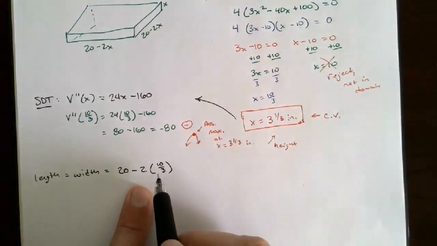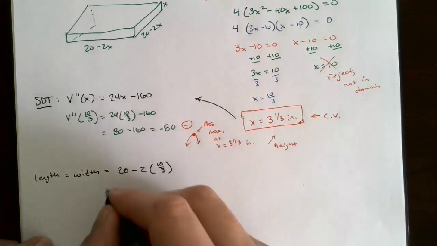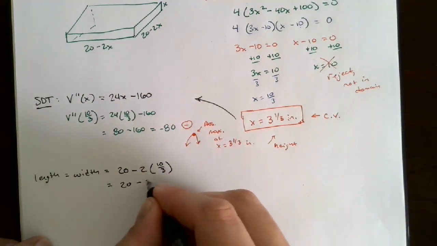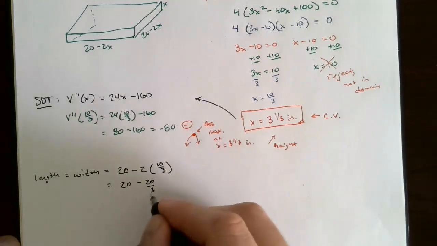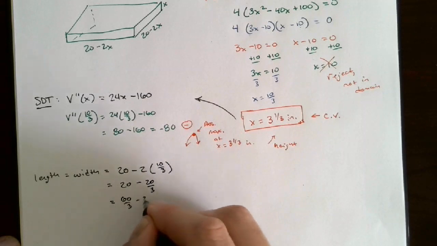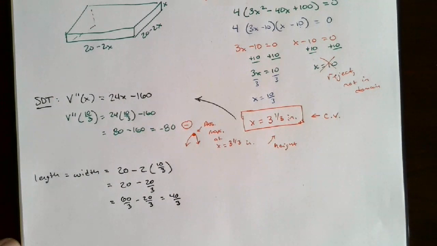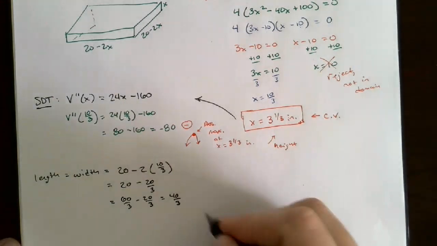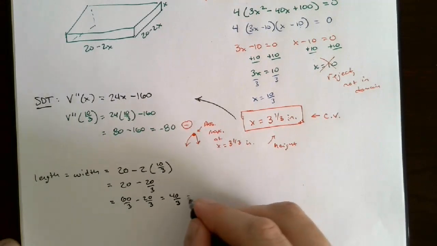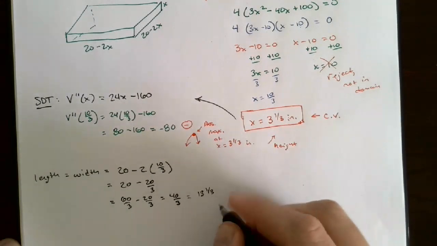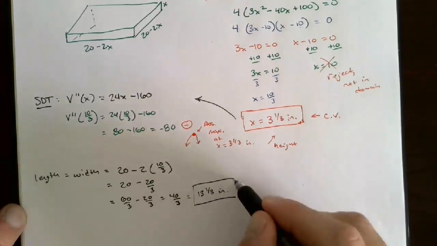What we have there, we're just going to evaluate that, and this will give us 20 minus 20/3. 20 is really the same as 60/3, so this is like 60/3 minus 20/3, which equals 40/3, and if you wanted to write that as a mixed number, 40 divided by 3, well, 39 is the closest number to 40 divisible by 3, which gives you 13, and then 1/3 left over, so 13 1/3 inches. And that's going to be your length and your width.